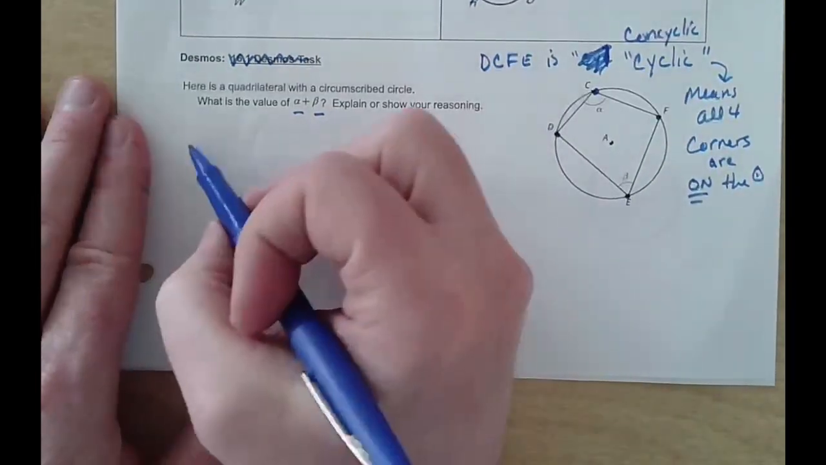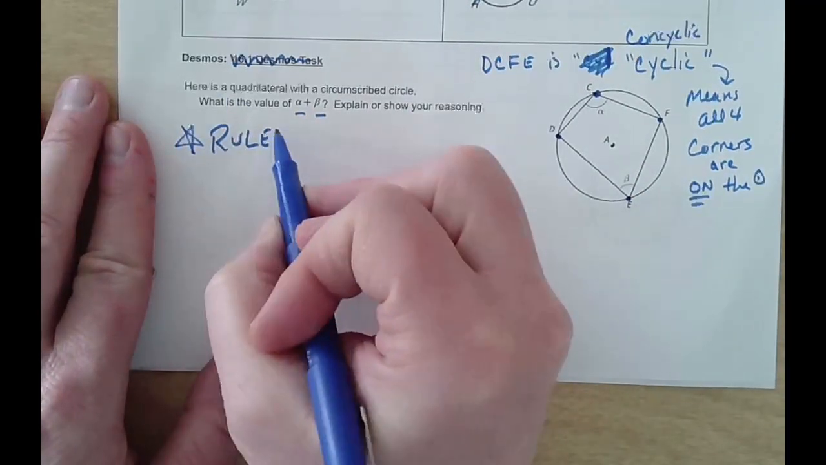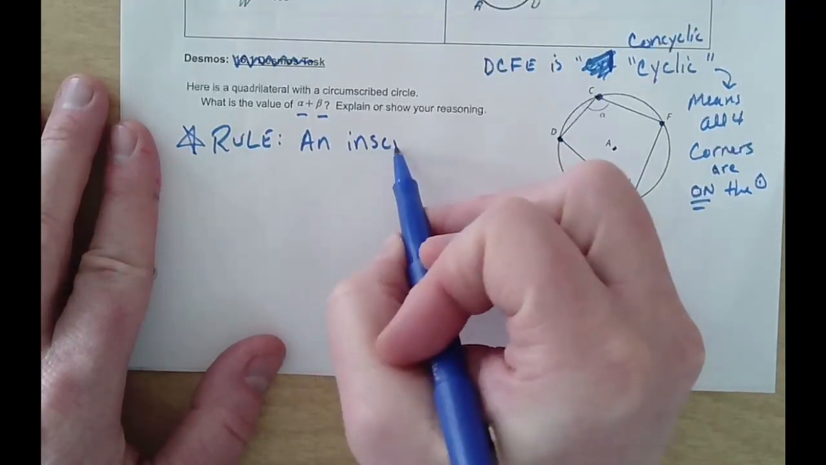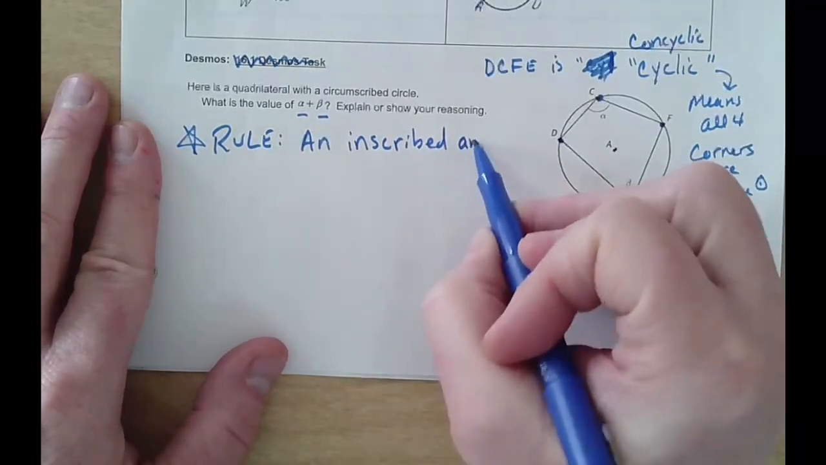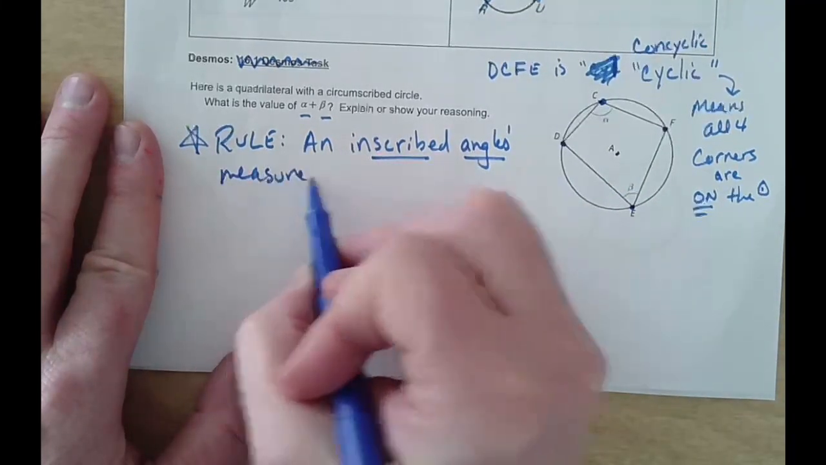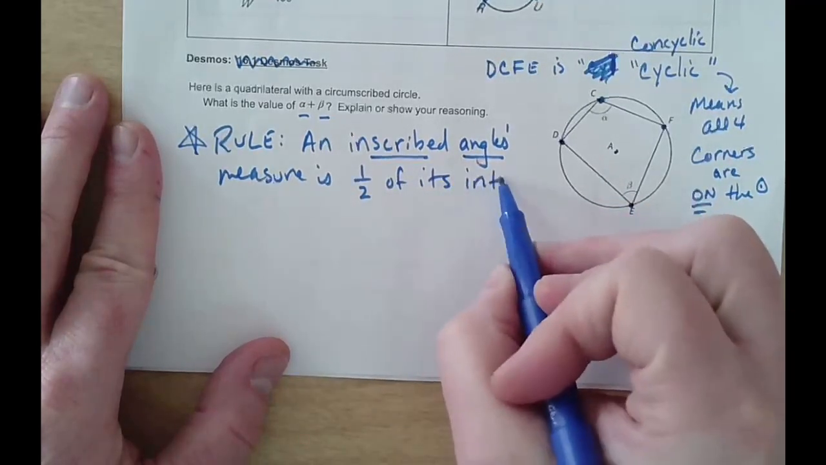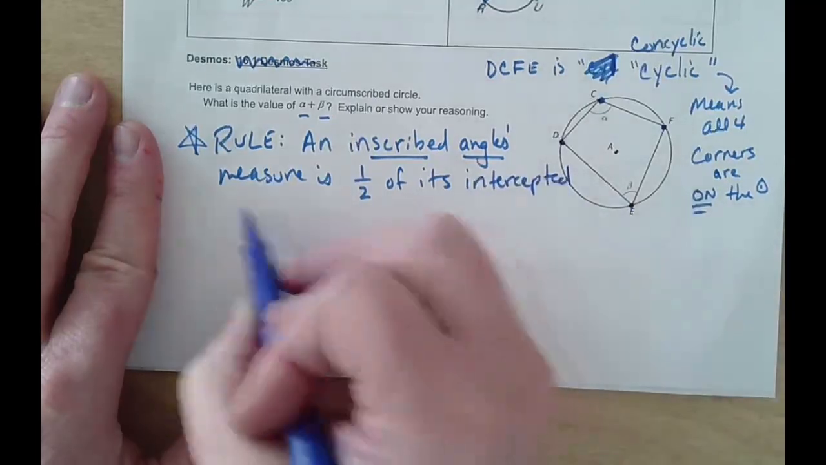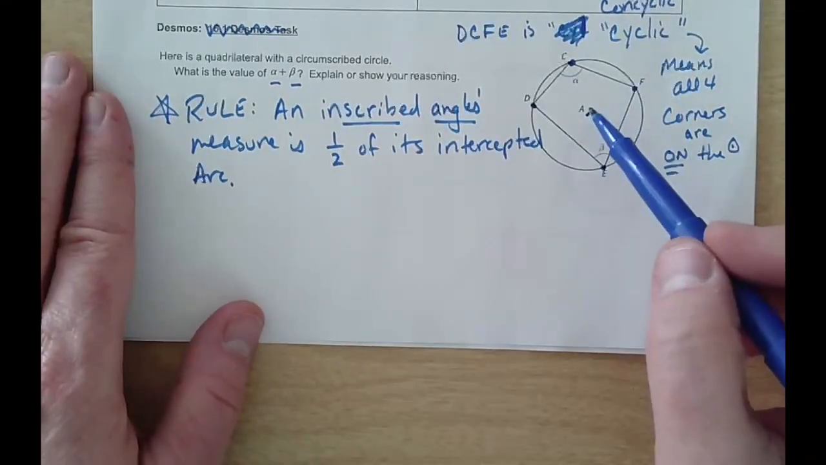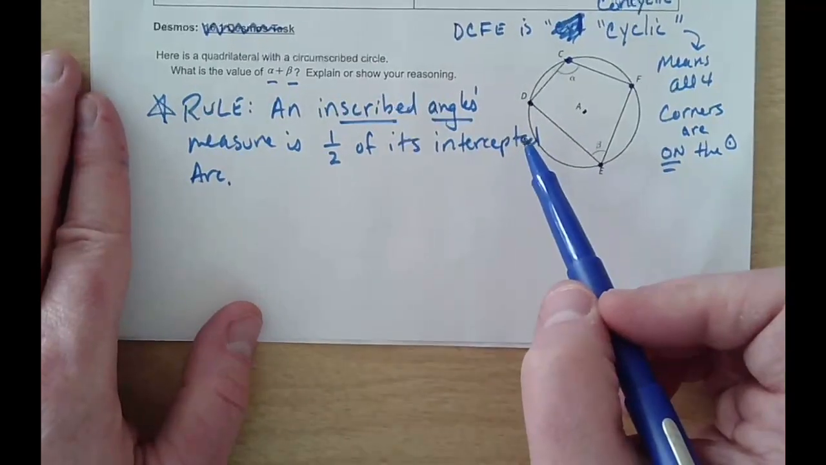Now, there's a rule, which really should have been somewhere else in the notes, but it's an important rule here. An inscribed angle measure is 1/2 of its intercepted arc. Now, that rule is going to help us answer this question over here. So, an inscribed angle's measure is 1/2 of its intercepted arc.